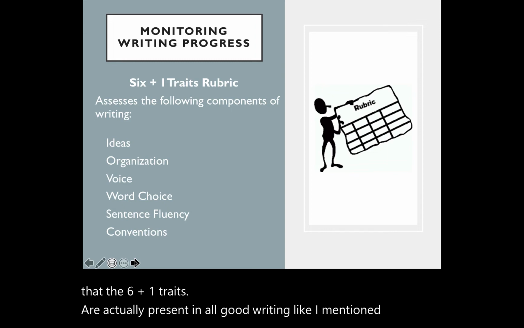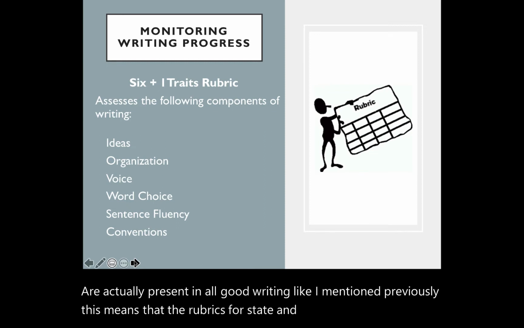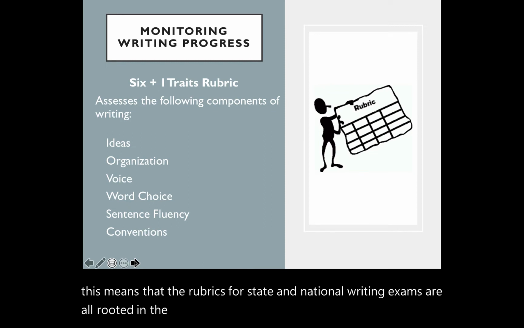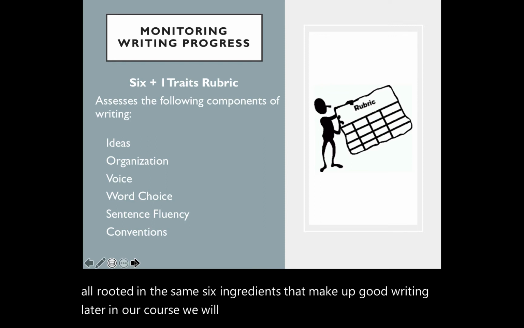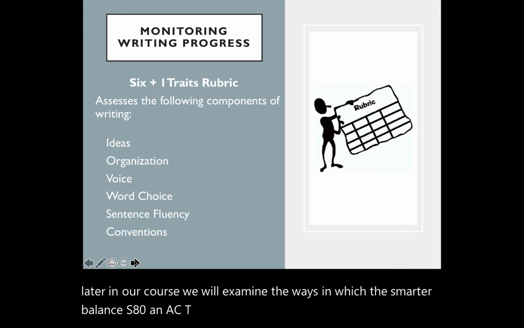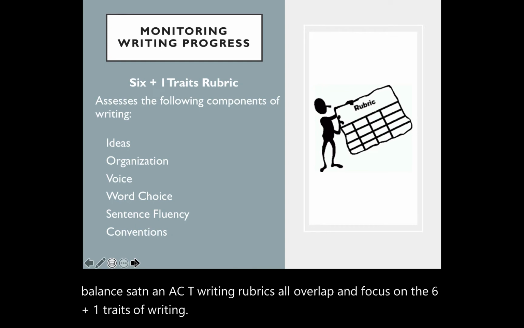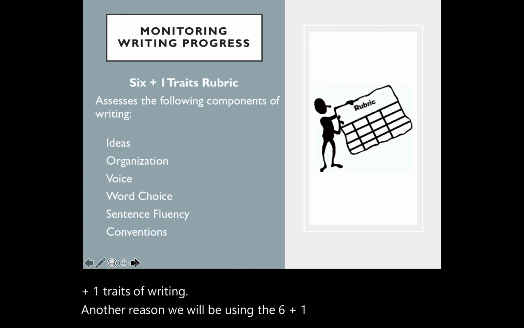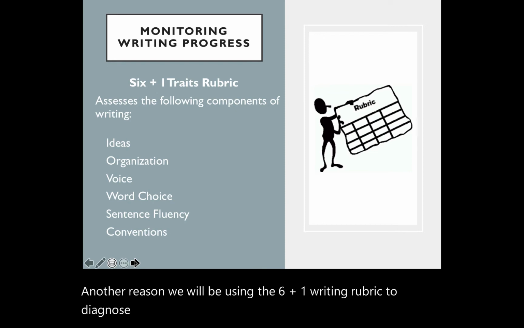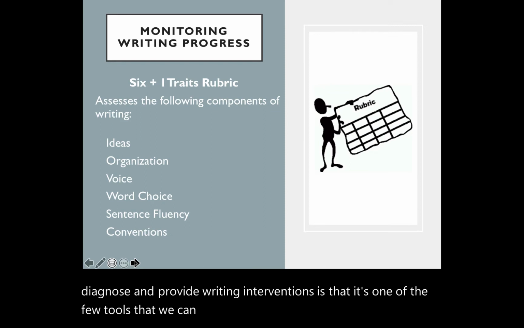This means that the rubrics for state and national writing exams are all rooted in the same 6 ingredients that make up good writing. Later in our course, we will examine the ways in which the Smarter Balanced, SAT, and ACT writing rubrics all overlap and focus on the 6+1 trait of writing. Another reason we will be using the 6+1 writing rubric to diagnose and provide writing interventions is that it's one of the few tools that we can use to help us support students to meet grade level writing standards.